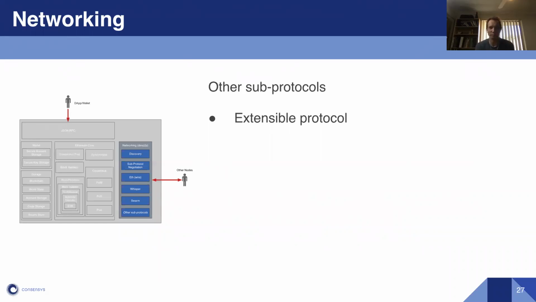And there's more. It's an extensible protocol, so you can multiplex multiple different sub-protocols on top of the P2P protocol. You just need to make sure that in the sub-protocol negotiation phase you publish which protocols you support, and then if another client supports those sub-protocols as well, you can start sending messages to that client.